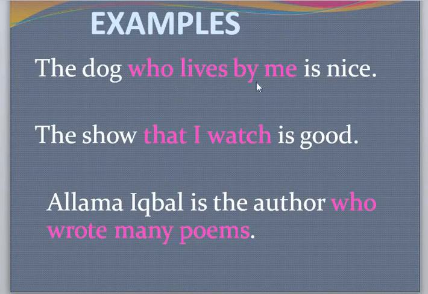"The dog who lives by me is nice." So in this sentence you can see there are two clauses. "The dog is nice" is the independent clause, right? "Who lives by me" is the dependent clause. "The show that I watch is good," right? So "the show is good" is an independent thought. "That I watch" is not a complete thought, it's a dependent clause. So an independent clause gives us complete meaning when it is combined with the dependent clause.